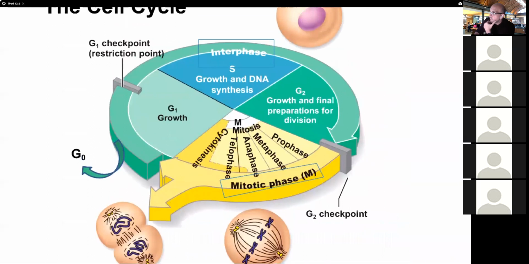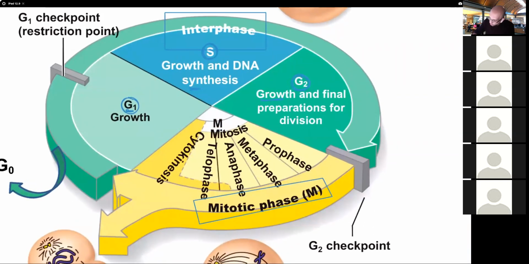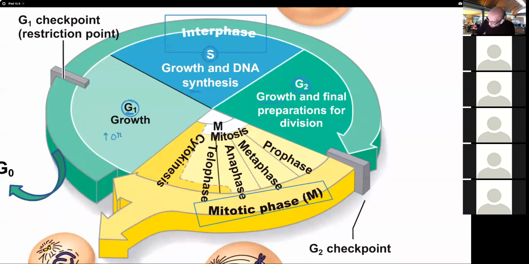Interphase is the time that the cell uses to grow, and it is divided into three main subphases: G1 or growth 1, S phase or the DNA synthesis phase, and G2, which is the second growth phase. In G1 and G2, the cell is increasing the number of organelles and the amount of cytoplasm, preparing for cell division.